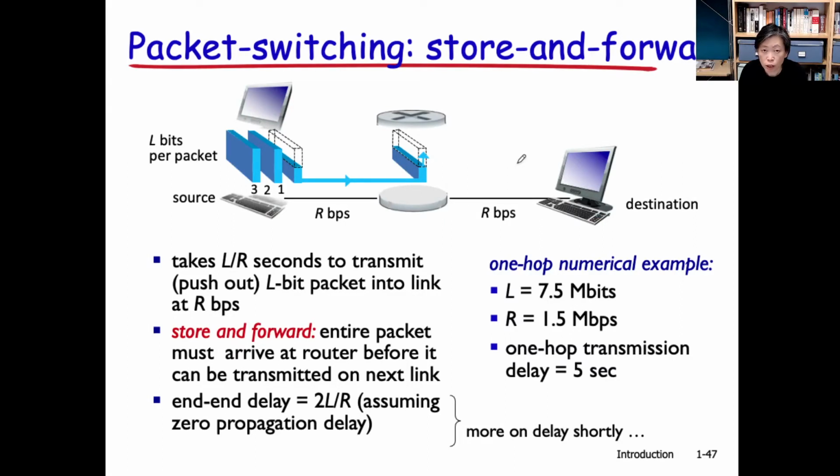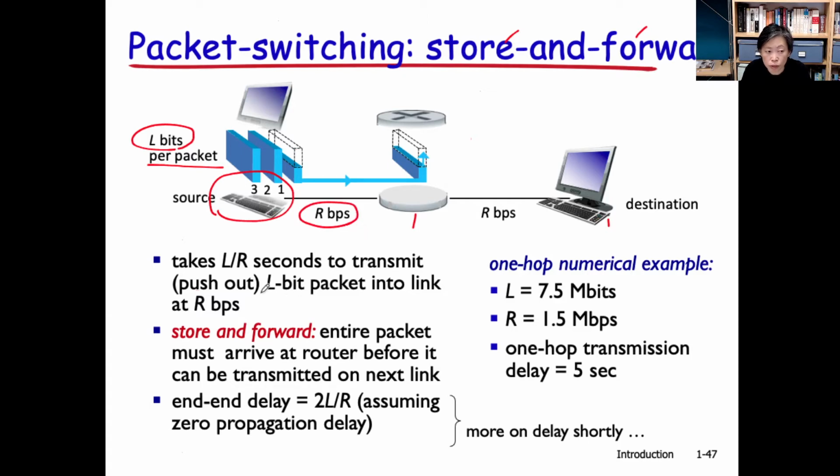Here, let me illustrate the store and forward effect to the end-to-end delay. So consider this scenario. The source is over here, the user typing up things and generating these small packets, 1, 2, 3. One router here in the middle and receiver on the other side. And each packet the user is generating is L bits long, and the link bandwidth is R bps.